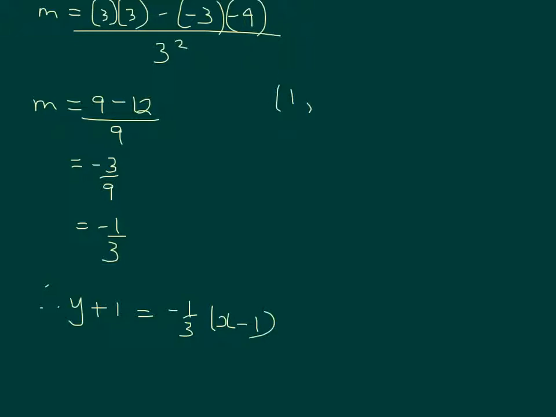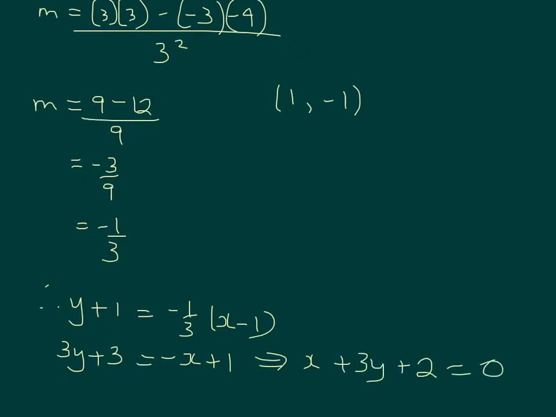Don't forget the point was 1 and minus 1. Times everything by 3, that's 3y plus 3 equals minus x plus 1. So if we change that into general form, that's x plus 3y plus 2 equals 0.